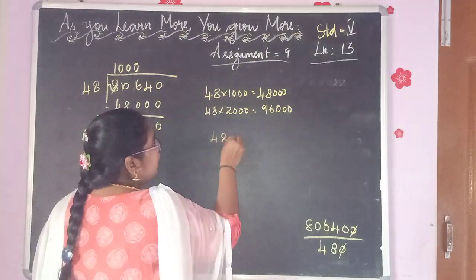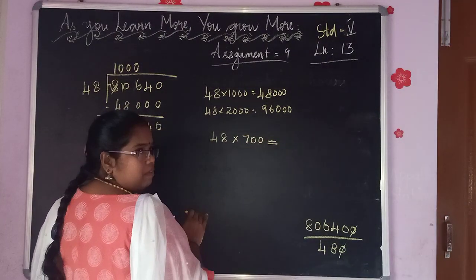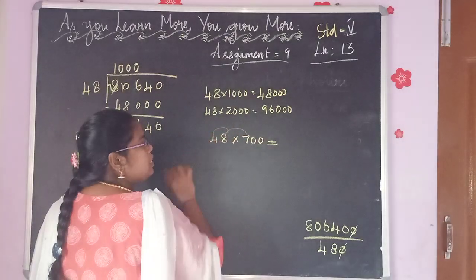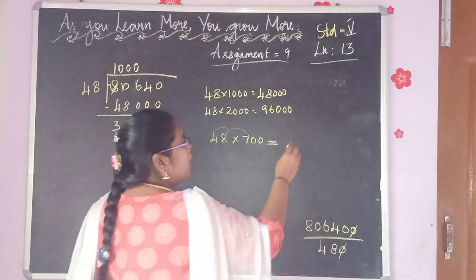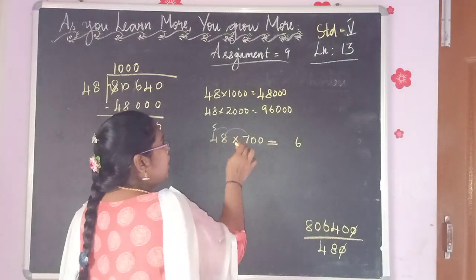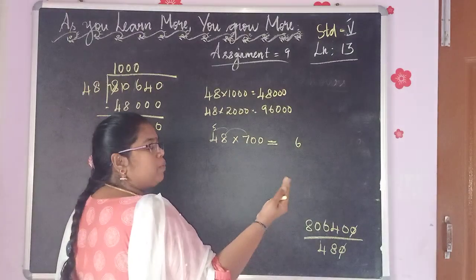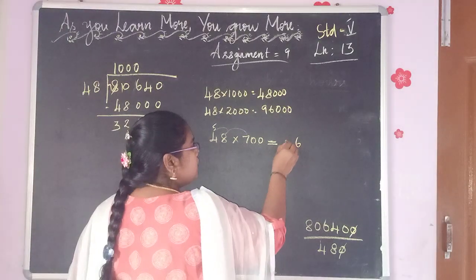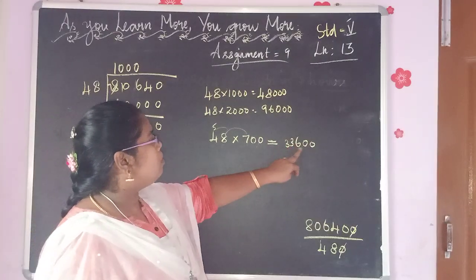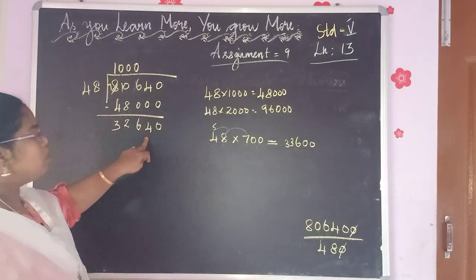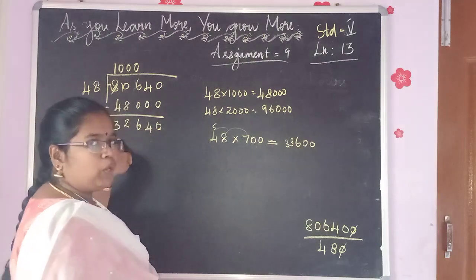That is 48 multiplied by 700. First you multiply with the 7 alone. 7 8s are 56, 6 carry over 5. 7 4s are 28, 29, 30, 31, 32, 33. I am getting 33 and along with this 2 zeros will come. See, this is 33,600. This is 32,640. If I put this value, I will not be able to subtract it.